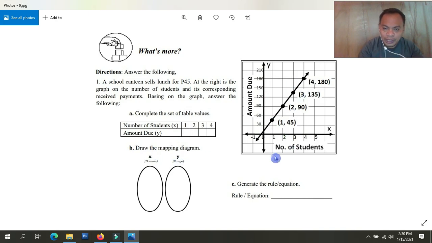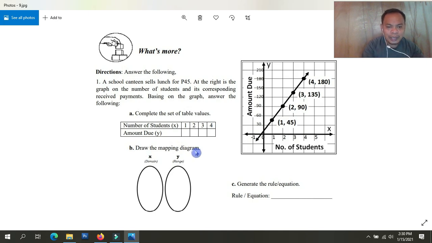So we have here the number of students. So 1 student, right? The amount due is 45 pesos. The number of students, 2. The amount due is 90 pesos. Students 3, here this one, the amount due is 135 pesos. And number of students 4, the amount due is 180 pesos. So in our table, for 1, our y, the amount due, is 45. For 2, the amount due is 90. For 3, the amount due is 135. And for 4, the amount due is 180.